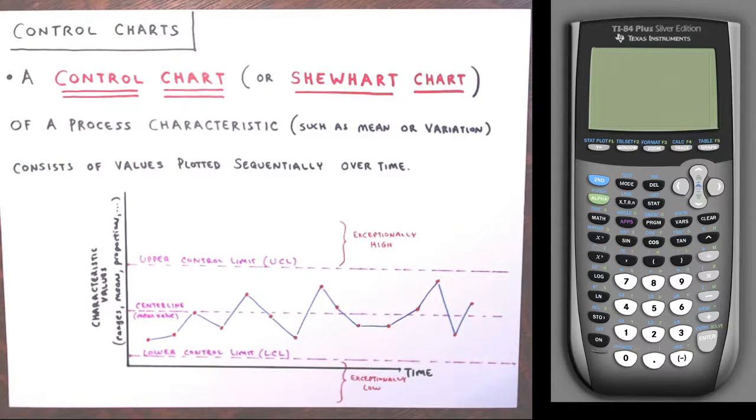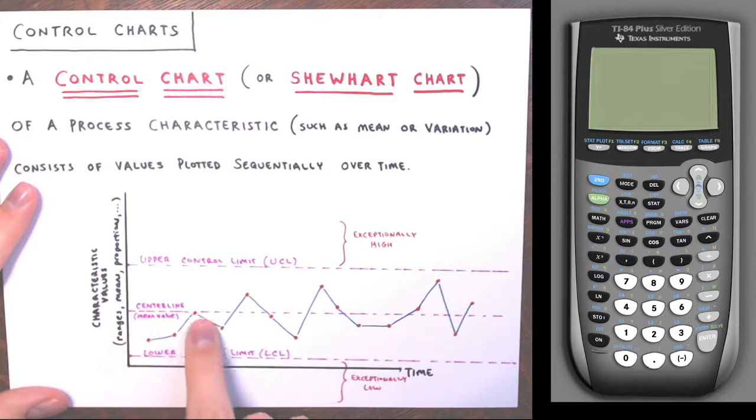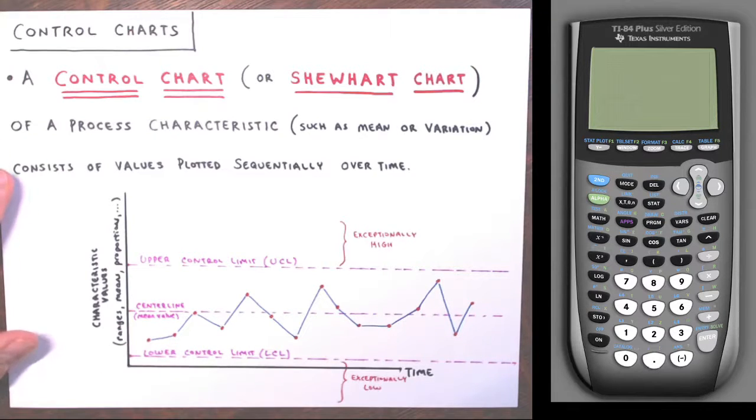But in addition to these data points, these ranges or means or whatever, you have three lines that are typically written on a control chart or Shewhart chart. One is the center line. The center line will be located at the mean value of all the characteristic data that you're recording. So the mean value of all the ranges, or the mean value of all the means, the mean value of all the standard deviations, whatever.